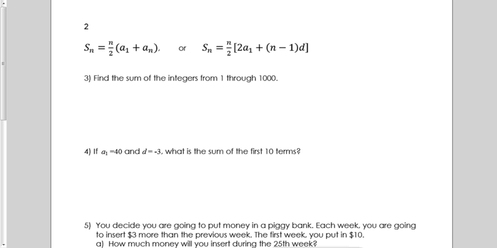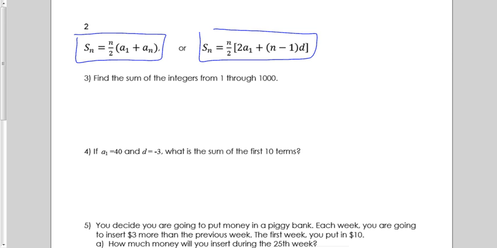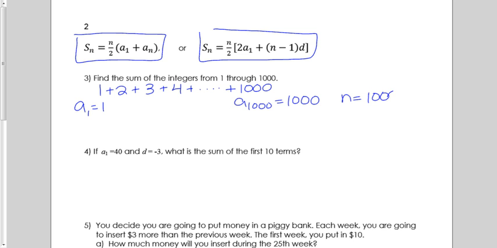I just rewrote the formulas up on the top of the page. There again are the 2 separate formulas. In number 3, it says find the sum of the integers from 1 through 1,000. We should recognize that the integers are the numbers like 1, 2, 3, 4, and so on, up to 1,000. Clearly, I'm not going to want to add all these up on my own, since I know the first term is 1, I know the 1,000th term is 1,000, and I know I have 1,000 terms.